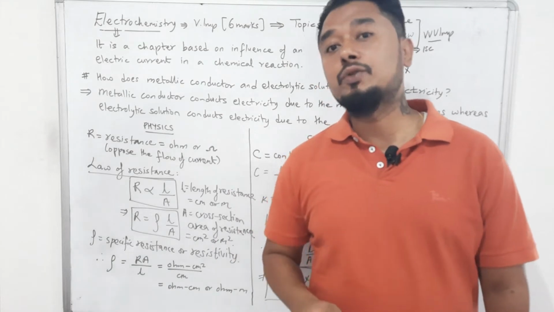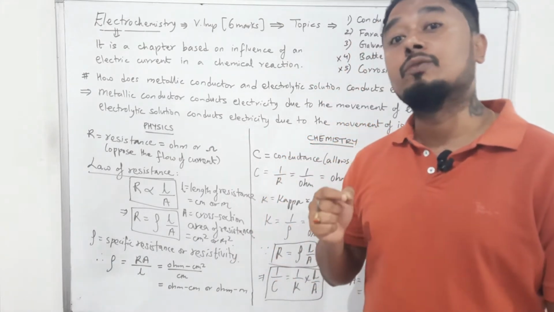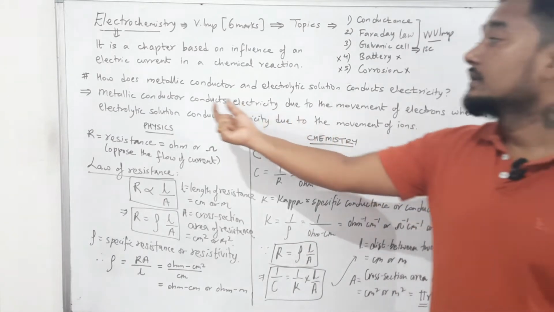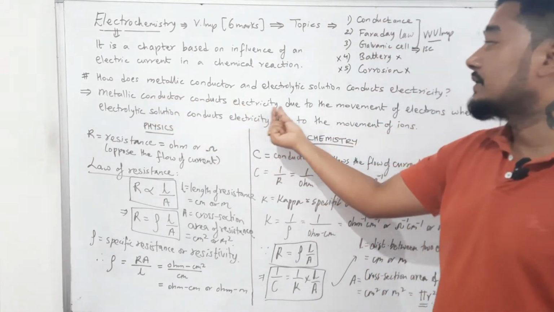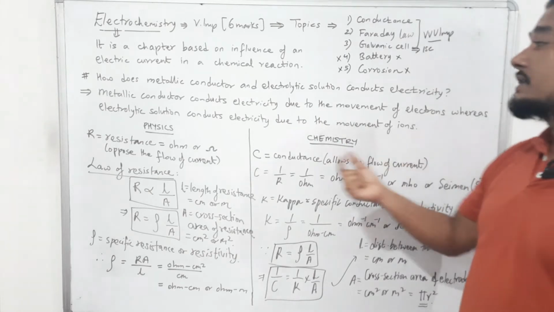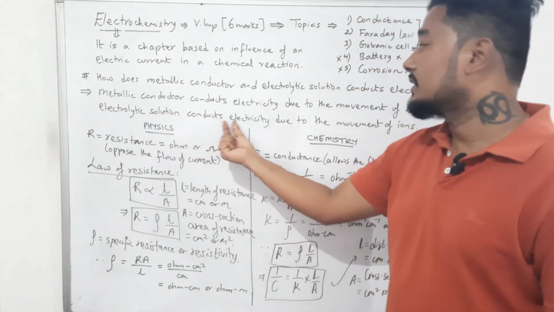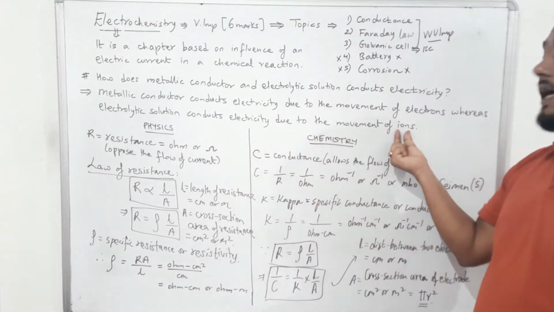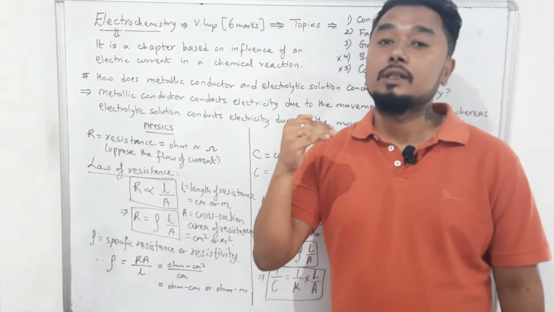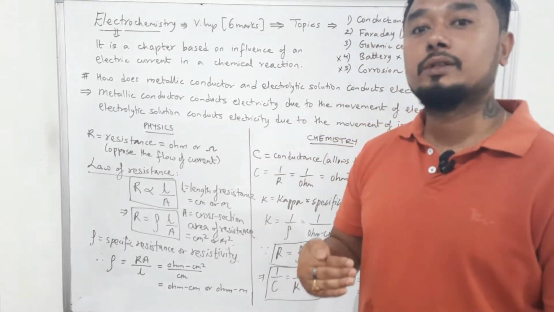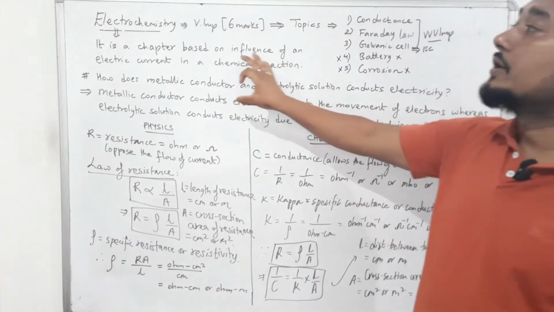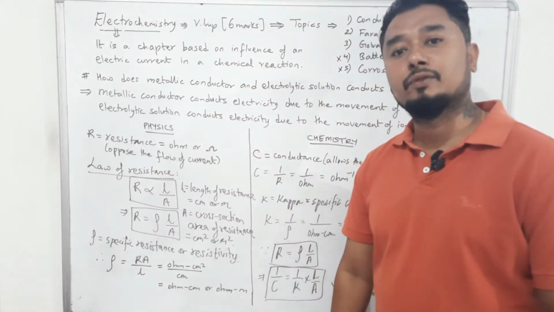Whereas electrolytic solution conducts electricity through movement of ions. I have written here, metallic conductor conducts electricity due to movement of electrons, whereas electrolytic solution conducts electricity due to movement of ions. So do remember, metals conduct electricity through movement of electrons, whereas solutions conduct electricity through movement of ions. So I have introduced a chapter called electrochemistry with you so far.